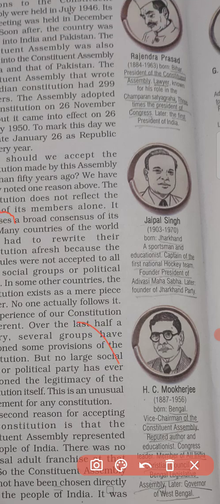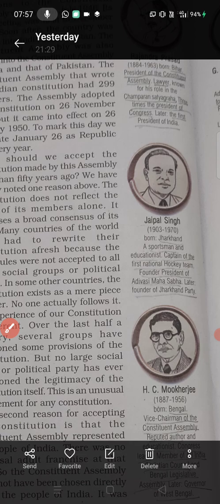Okay, and next, Pal Singh. Pal Singh, born in Jharkhand. He was a sportsman and educationist, captain of the first national hockey team. Who was the first hockey team's captain? That was Pal Singh. And he was also the president of Adivasi Mahasabha. Who was the president of Adivasi Mahasabha? Pal Singh. And the founder of Jharkhand Party. Who was the founder of Jharkhand Party?